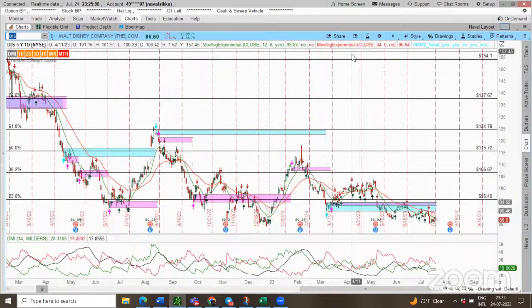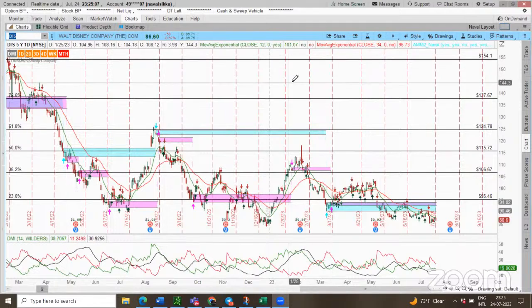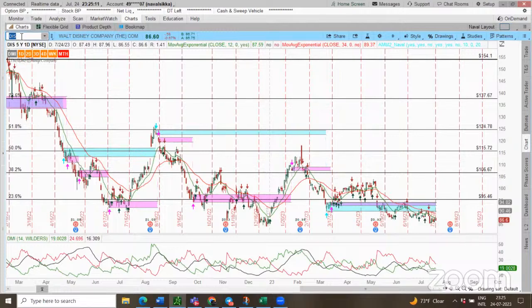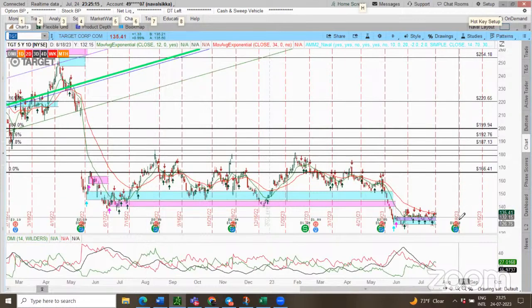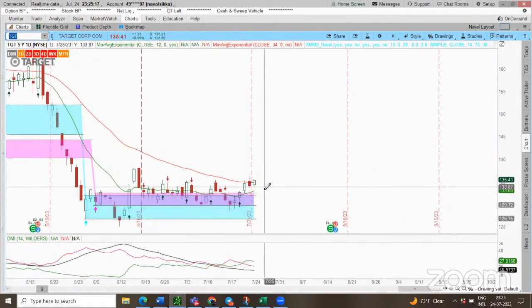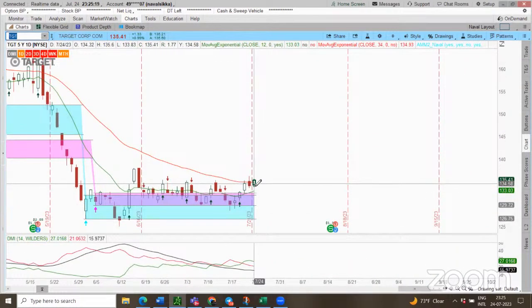One last one, Target. Do you think there's some rotation into retail, Target or Walmart? There's no rotation as such, but on Target, I'm positive. I have 18 calls of 130. It's holding, it's trying to break out. A possible move is there on Target, yes. But how much, how big, I don't know. It all depends on consumer spending tomorrow.